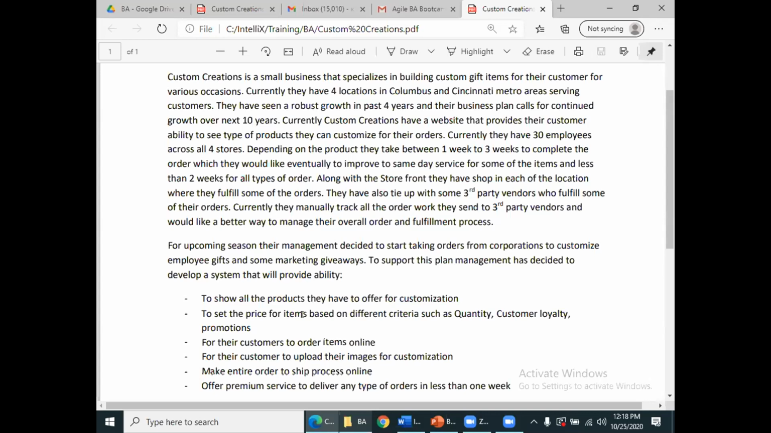Now, 2 of you mentioned cycle time improvement. Tell me what words in here made you believe that it's a cycle time improvement and not what she mentioned as a process improvement. So the main thing that focuses on cycle time is the one that says depending on the product, they take between 1 week to 3 weeks to complete the order. Okay, so this one, right? Yeah, this is the highlighted one.